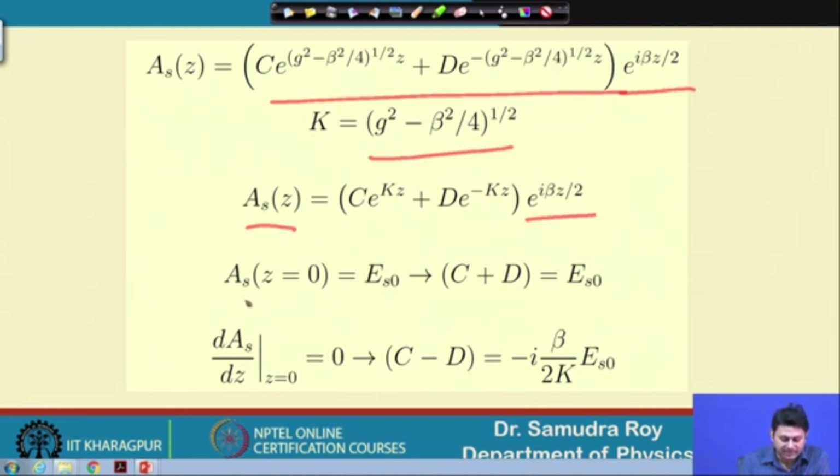So, the boundary condition is that when As at z equal to 0 is 0, if you remember the figure, we should have a small amplitude of signal. So, this small amplitude we say E is 0. So, E is 0 is C plus D. If A is 0 is E is 0, then C plus D will be 0. If I put the boundary condition, then Z equal to 0 becomes C, Z equal to 0 becomes D. So, C plus D will be E is 0. This is the first boundary condition.